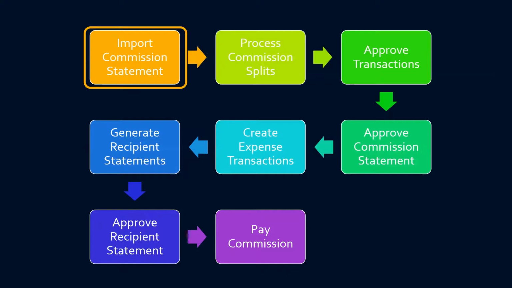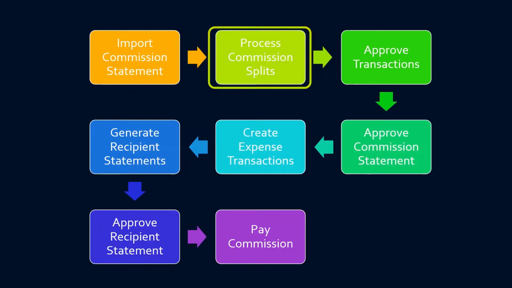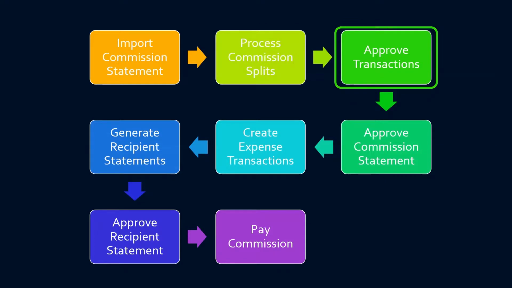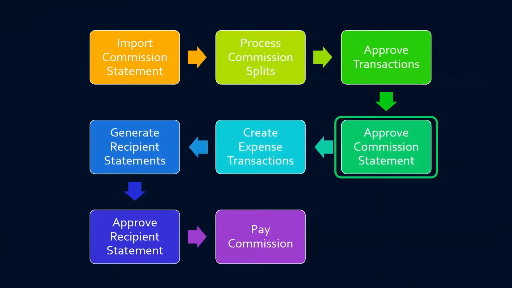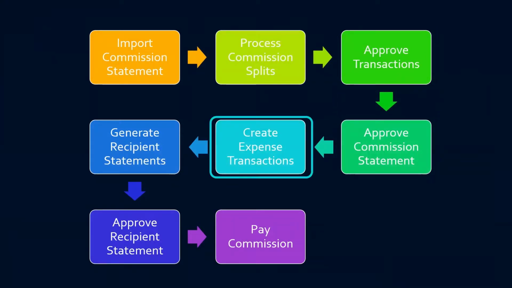First one is we want to import that commission statement data from the product providers. We will process the commission. This process means the actual splitting of that commission. Then there's an approval process that takes place to approve the actual splits. In total, we then approve also the commission statement, creating certain expense transactions that you'll see we'll set up within the product, and then generating those recipient statements. And these are the statements that we'll send out to your recipients. And they are also getting approved.